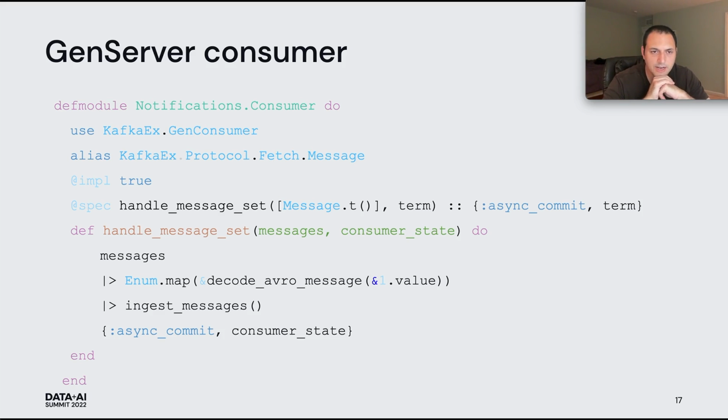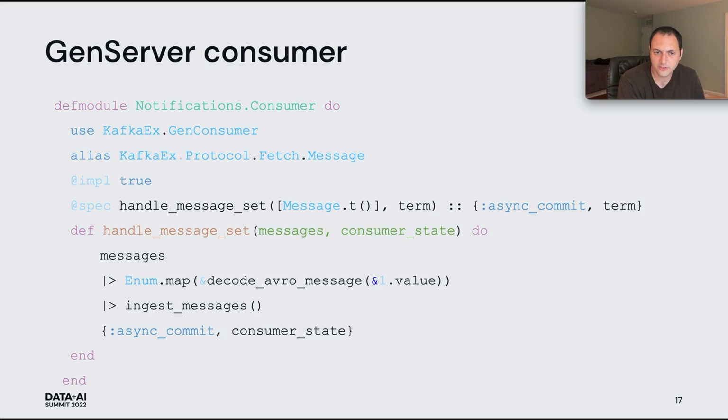We're going to use Kafka Ex gen consumer. So use is an Elixir operator. We get certain functionality for free that's just kind of injected into this module. You could think of it as inheritance, although it's not quite the same. But alias you can think of in terms of what many of you are probably familiar with as an import, right? We want to actually reference that module, so we alias it right in our module. Implementation's true, so this is actually an implementation. That's part of the gen consumer use requirements.